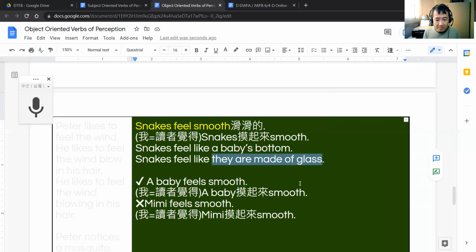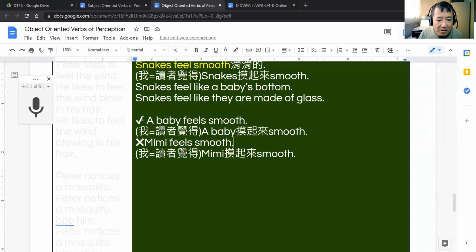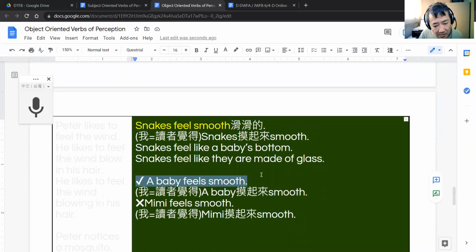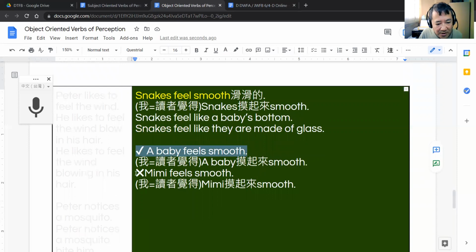Okay. So that is another verb of perception, to feel or feel like something or feel like, and then some kind of sentence. All right. Now, this is not to do with grammar, but to do with meaning. So pay attention. You can say this: a baby feels smooth because a baby's bottom feels smooth. Okay, yes, and that's good.